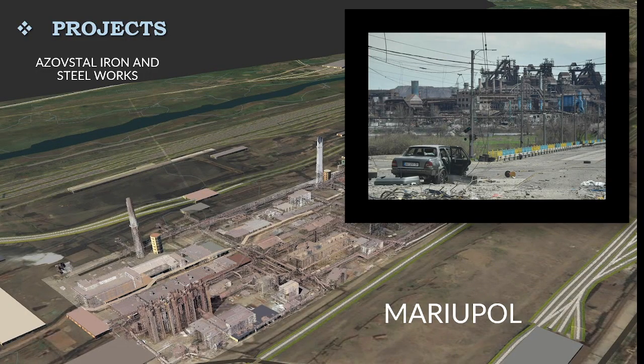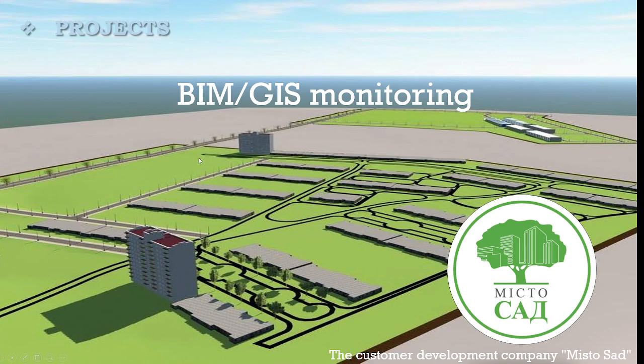Before the start of the war with Russia, in the city of Mariupol on the territory of the Azovstal plant, a project using LiDAR technology was carried out. Scanning of the plant's objects was done and a digital model was created for the subsequent reconstruction of the plant. The customer was the development company Mistosat. The project City Garden, in translation, City Garden.